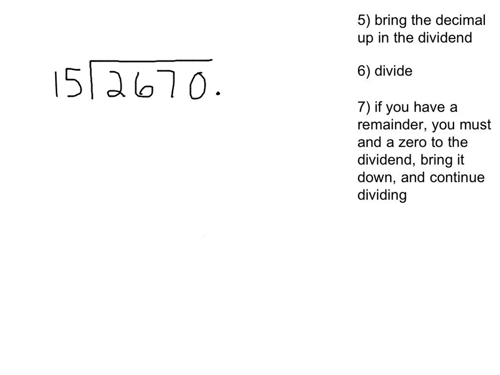And now on to rule 5, or step 5, which says bring up the decimal in the dividend. So let's do that right now. I'll bring that up right there. And step 6 is to divide. Now 15 does not go into 2. 15 goes into 26 once. 1 times 15 is 15. Subtract, and we get 11. And let's drop our 7.